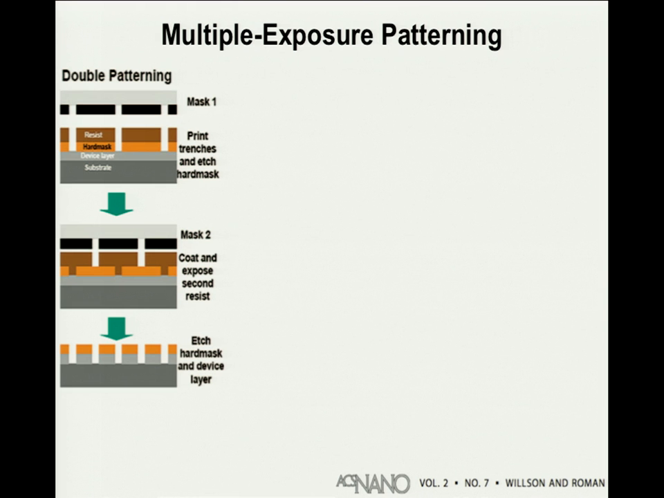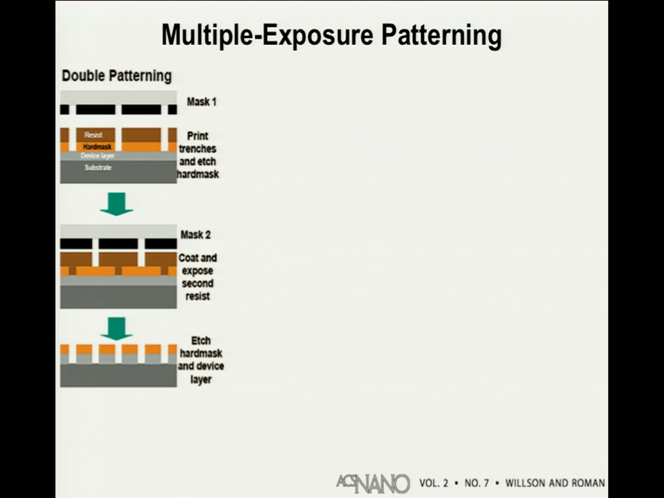Okay, so you spin coat the resist, and suppose the goal is to get something with this half pitch, so a very tight half pitch here. You can't pattern this directly because you'll just get one big feature because of diffraction.